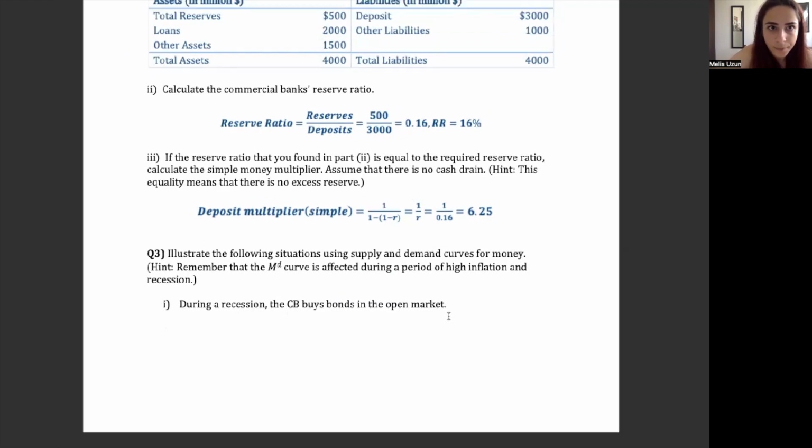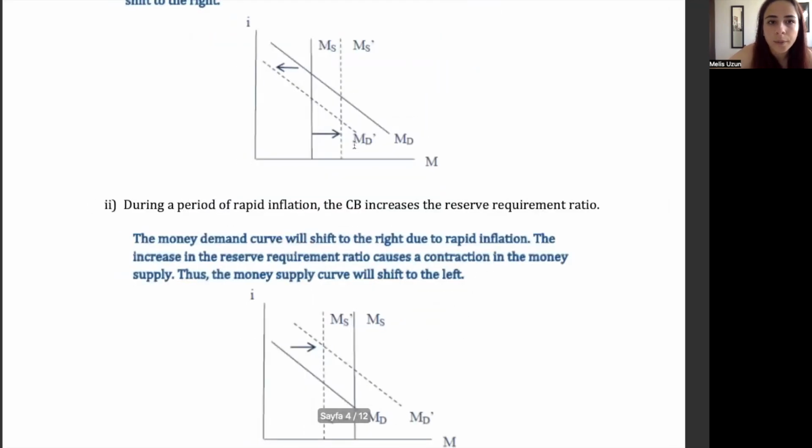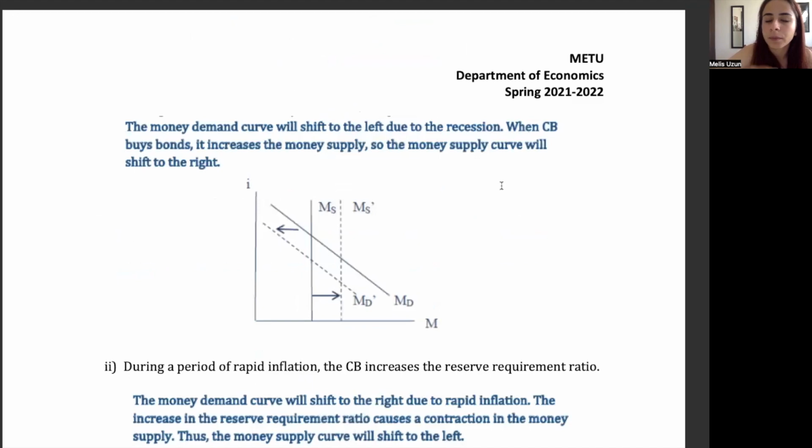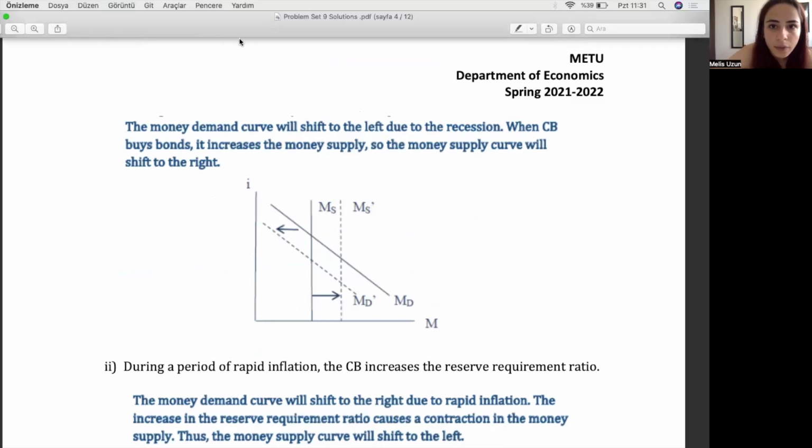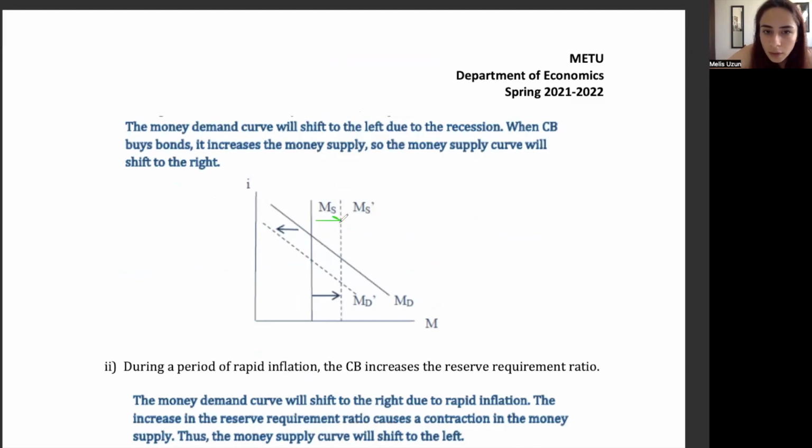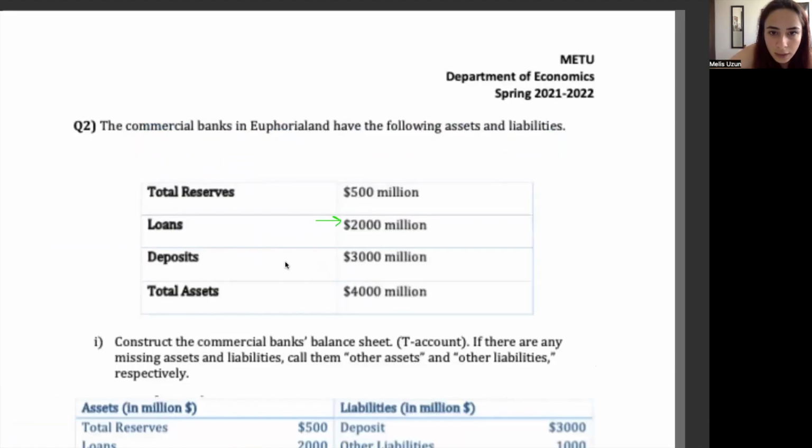So let's look. If the central bank buys bonds, it will increase the money supply. So our money supply curve will shift to the right. As also stated in the question, let's look again.